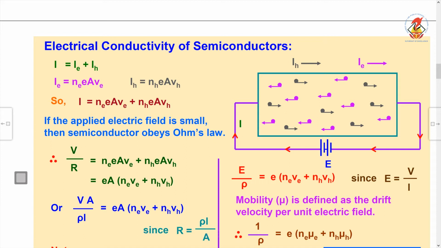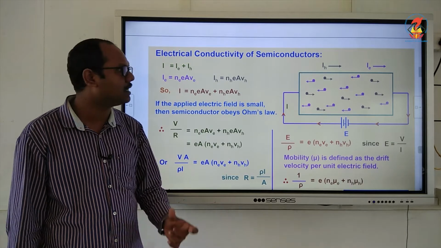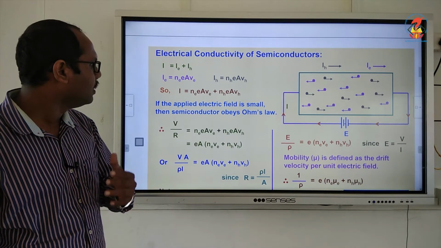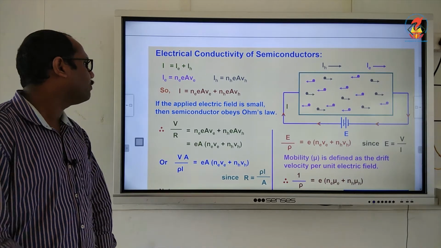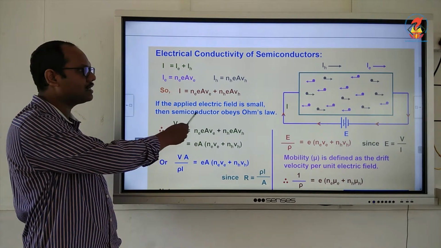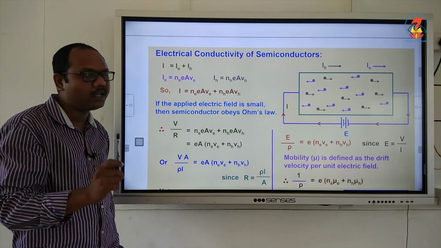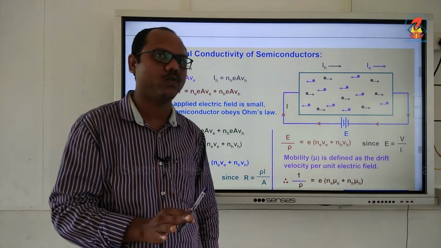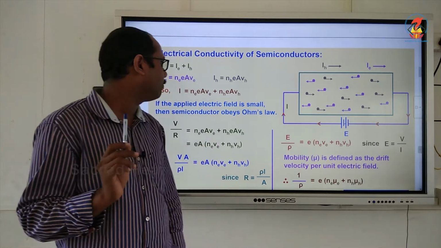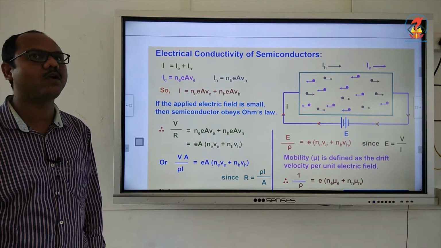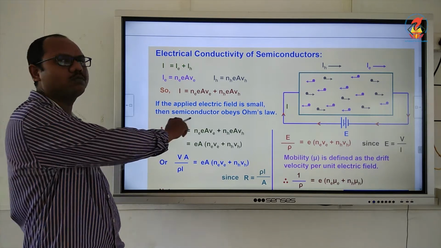I got two equations, and I substituted both. So I is equal to Ne e A VE plus NH e A VH. So that is the total current. Now we already know that if the applied electric field is small, then the semiconductor obeys Ohm's law. I already told you semiconductors do not obey Ohm's law in the normal case, but if the applied electric field is very small, at that time it obeys Ohm's law.